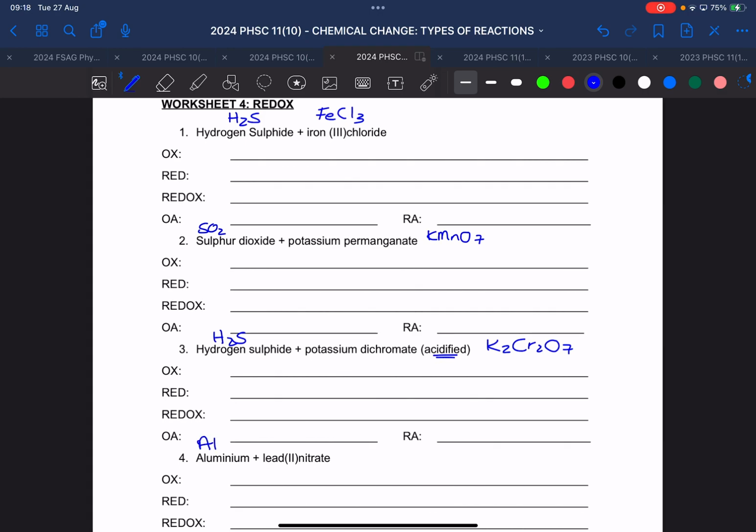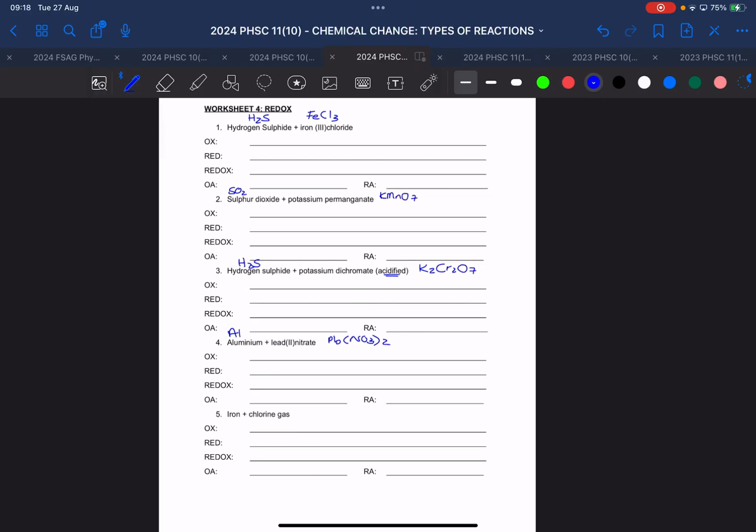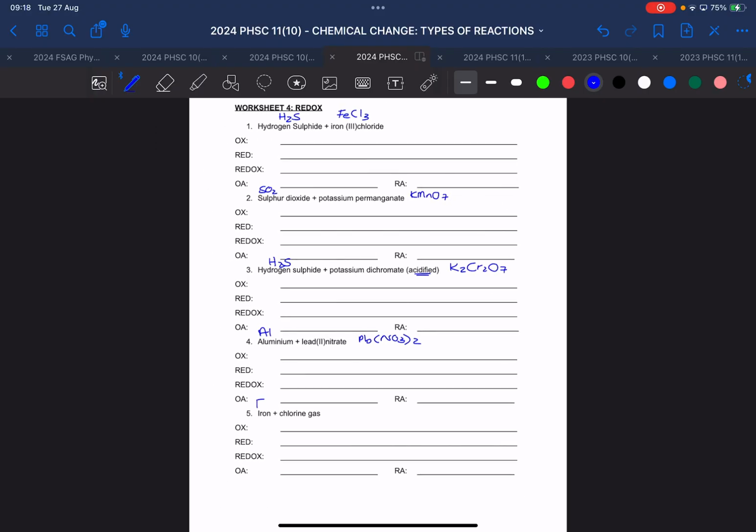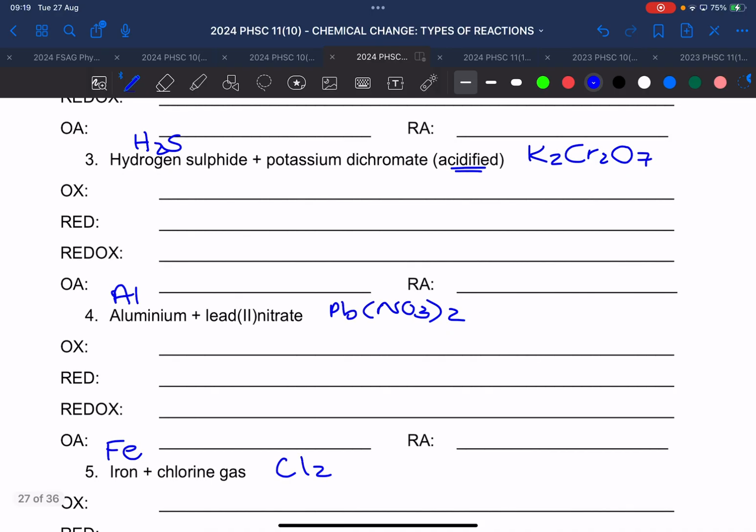Aluminium with lead nitrate. And iron with chlorine gas. But now you know them. Okay, now we know them. But most of the time they'll give you a clue or a hint or a help or whatever. Okay, go for it.